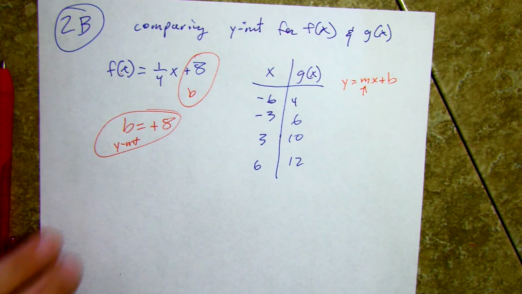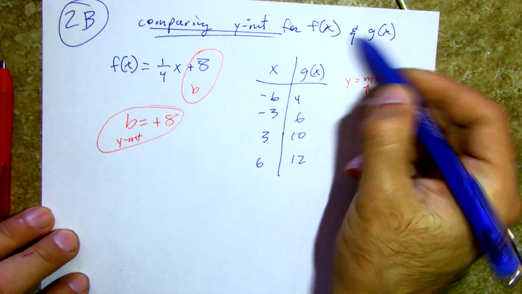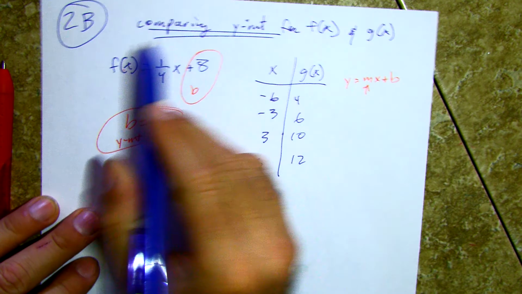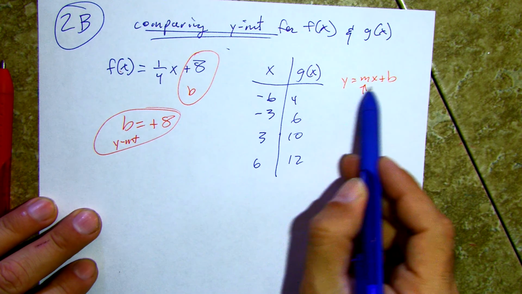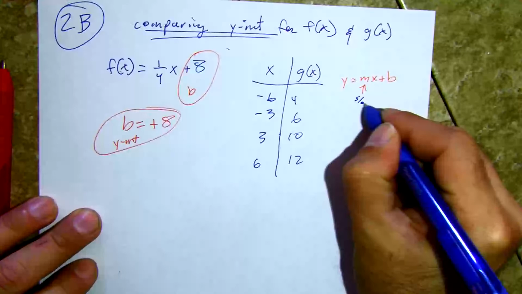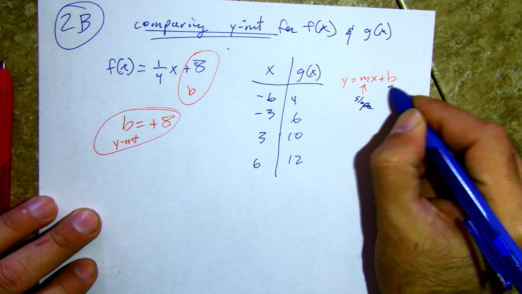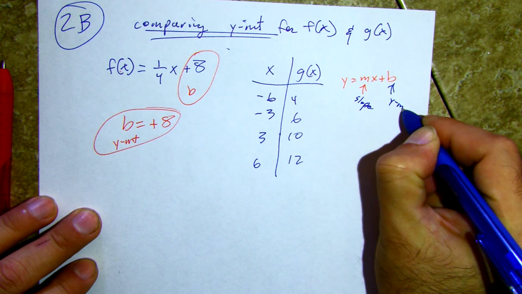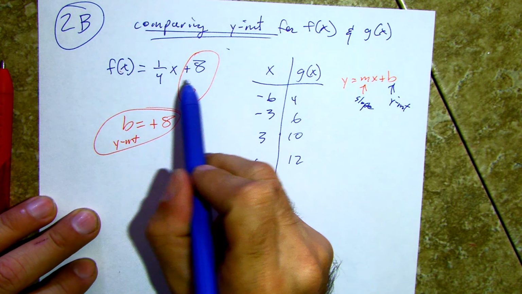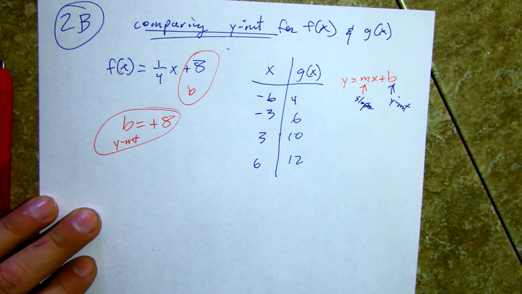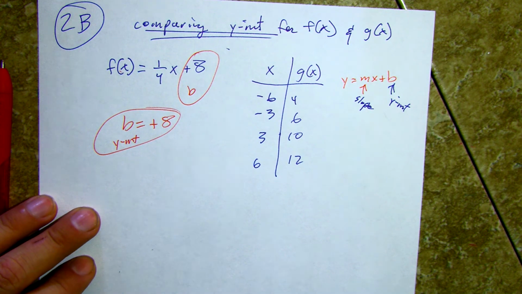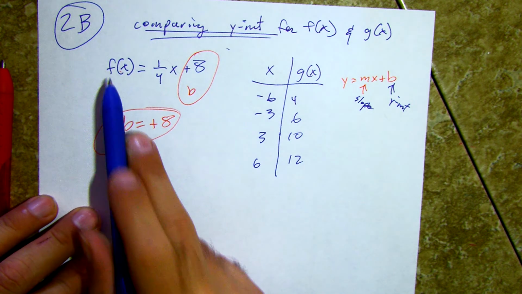We're comparing the y-intercept, guys, for f of x and g of x. Now, the f of x had it in y equals mx plus b form, which gave me the slope right off the bat. It gave me the y-intercept right off the bat, actually, for this one, because I know that b is 8. We know that for f of x.